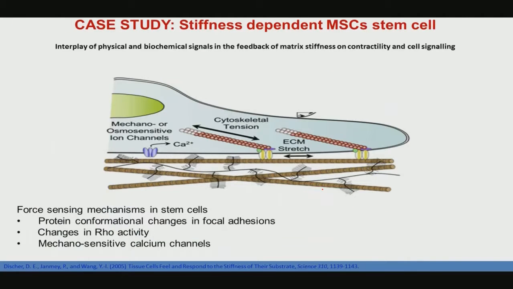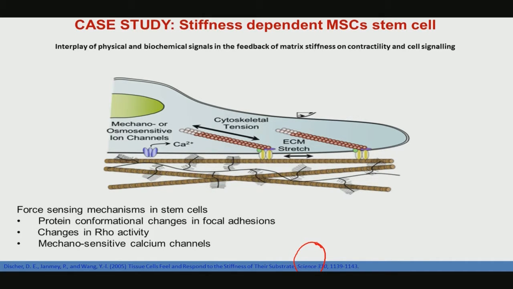So, this is a little more discussion on stiffness dependent mesenchymal stem cell differentiation. People have studied other things also. Another famous study, published more than 10 years ago in the journal Science, which is again one of the most reputed journals in the field, is the work by Discher, Janmey and Wang, and the title of the paper is Tissue Cells Feel and Respond to the Stiffness of Their Substrate.